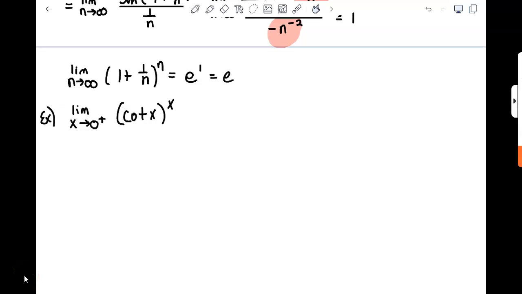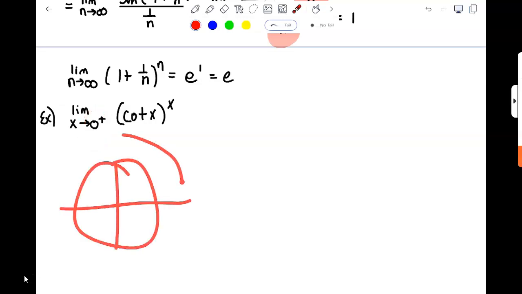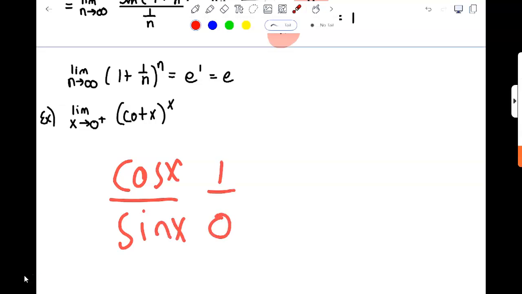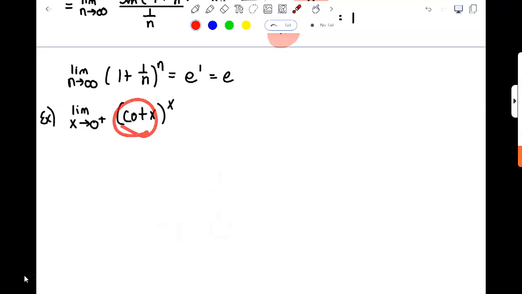So let's look at this one here now. Limit as x goes to 0 in the positive direction. So we're, again, unit circle wise in the first quadrant. So we approach 0, so stuff is positive. Of course, as we go to 0, cotangent is cosine over sine. So cosine's going to 1, sine's going to 0. So cotangent's going to infinity. And then we're raising that to the x power, which is going to 0.